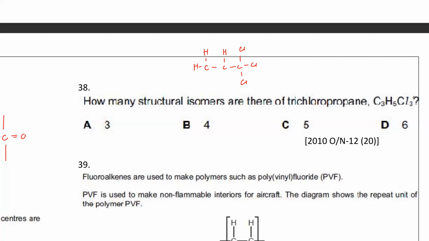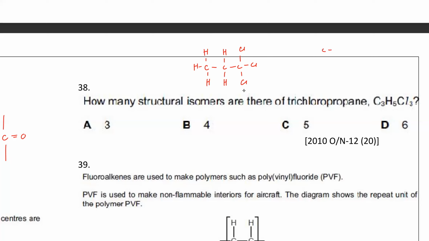This is going to be slightly difficult because you would have to make all the combinations. So only structural. What I'm going to do is rearrange the Cls and see. I can't change the carbon chain. Only positional isomers are possible because 3 carbon atoms would always be in a line. So I can't change the carbon chain, I can only change the position of the Cl.